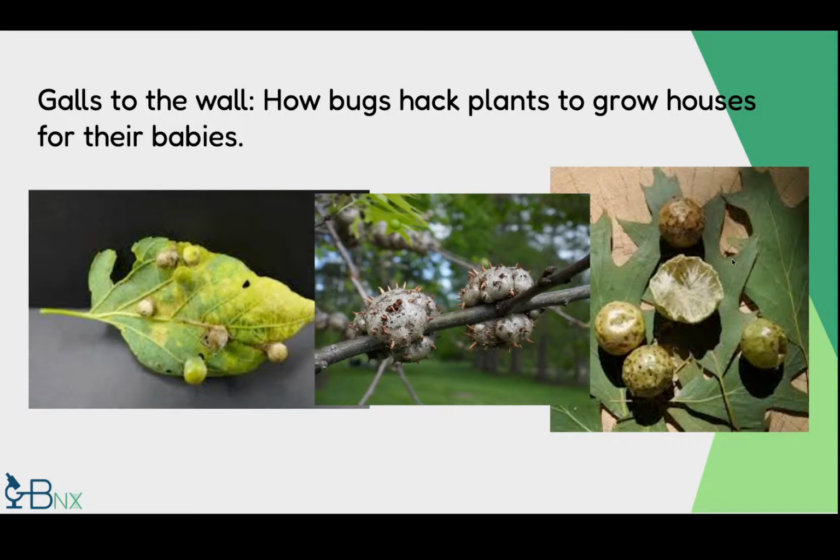And these form when an insect, usually a mite or a wasp, lands on the plant. It will inject a peptide or an enzyme into the plant, and that actually is able to kick the cells back into a stem cell state, hijack their genetic pathway, and then basically grow a house for its larva to develop in.